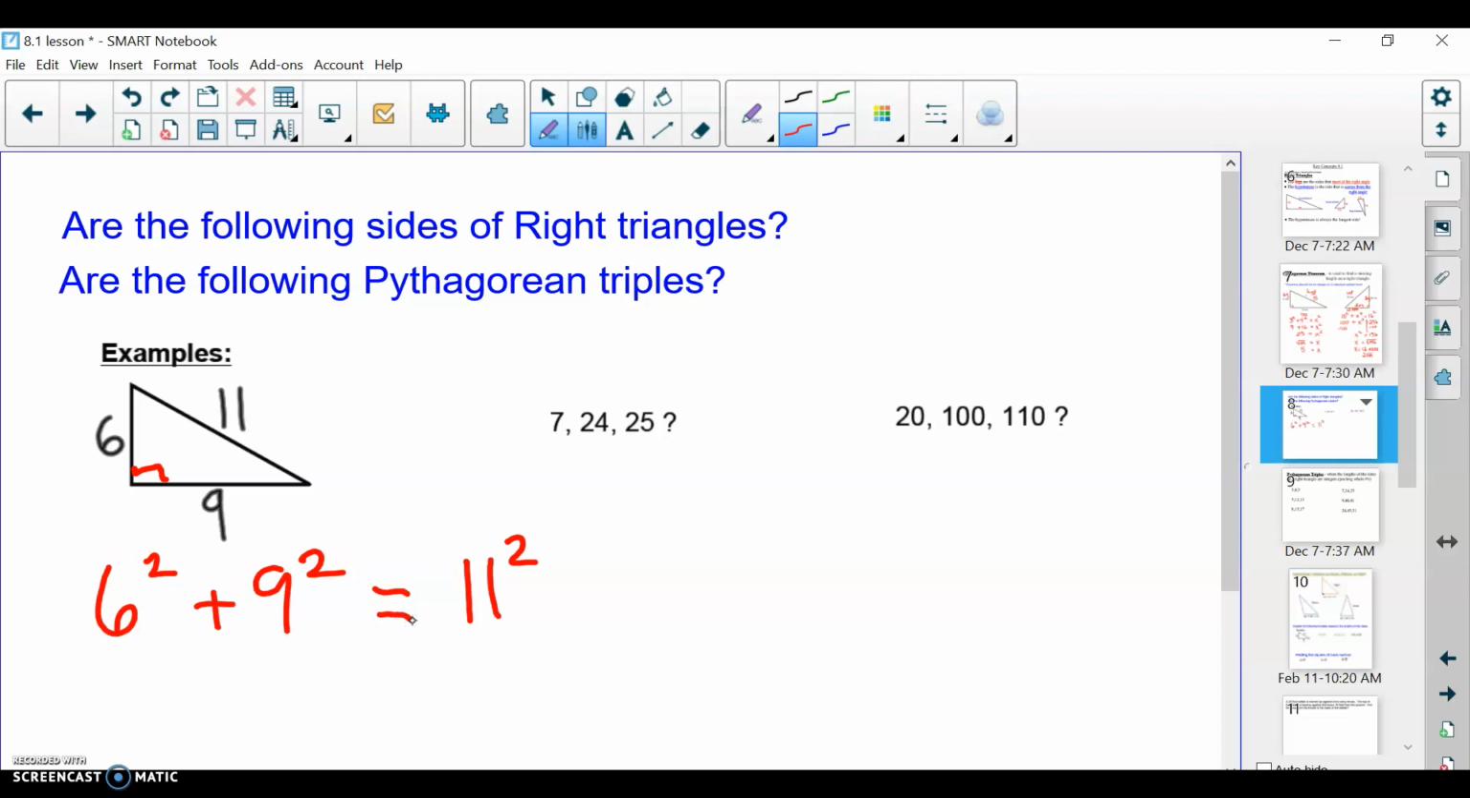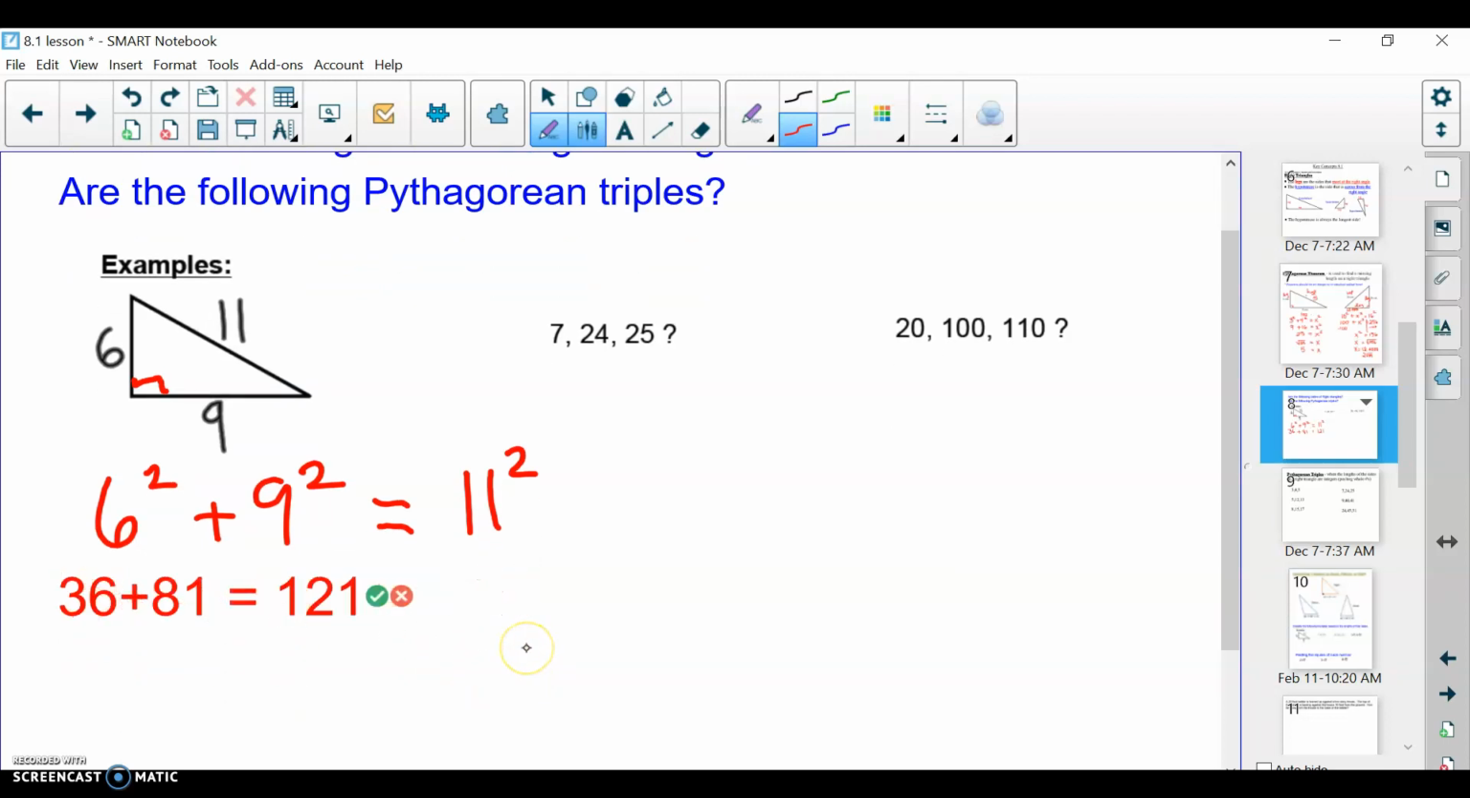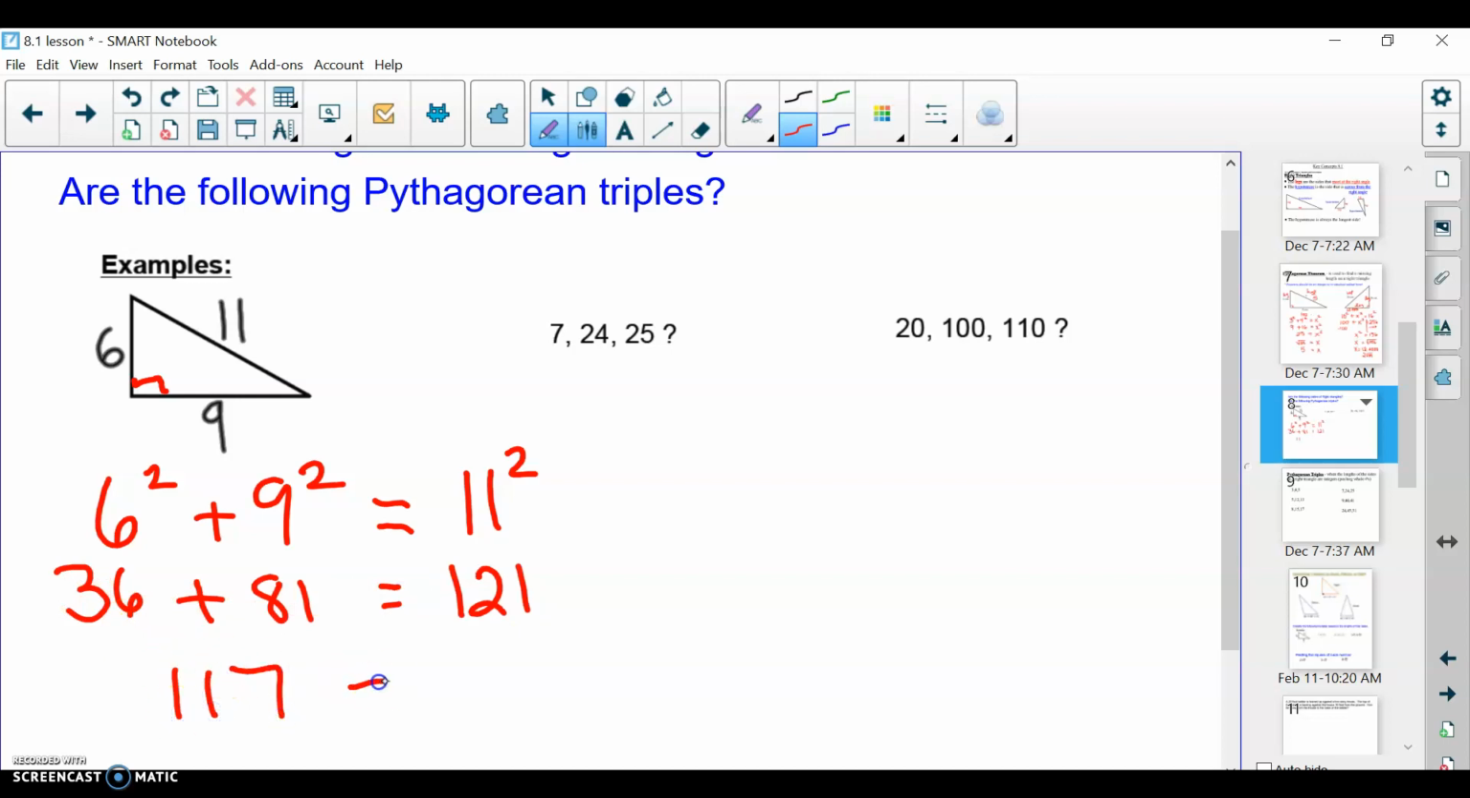All right, so let's check it out. So I've got 6 squared is 36, 9 squared is 81, 11 squared is 121. All right, so let's check this out. So 36 plus 81, does that give me 121? No, it gives me 117. So no. All right, so are these the sides of a right triangle? No. Okay, which means then that it is either acute or obtuse.